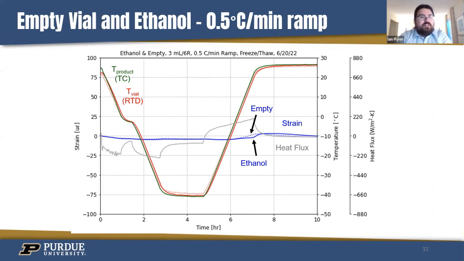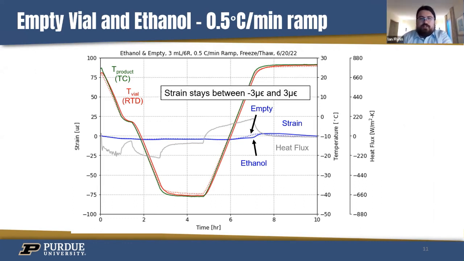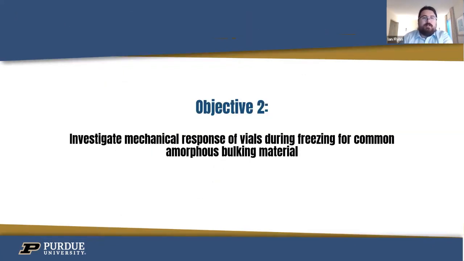So the first thing we want to do to establish our temperature sensitivity baselines is to get the thermal expansion that you expect from just the glass as is. So we did this with an empty vial and an ethanol vial. The ethanol will not be crystallizing during this, so it should also reflect the strain profile of just the glass's thermal expansion. And as we can see here, the strain is staying between -3 and 3 microstrain throughout the entire process, which reflects a pretty low noise and nice baseline to work with.